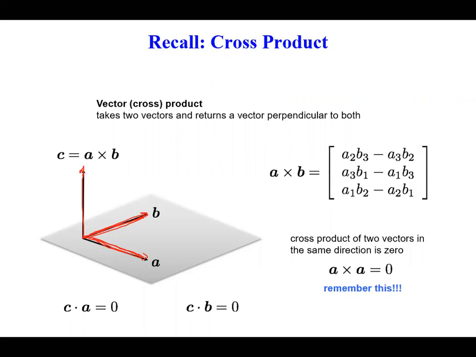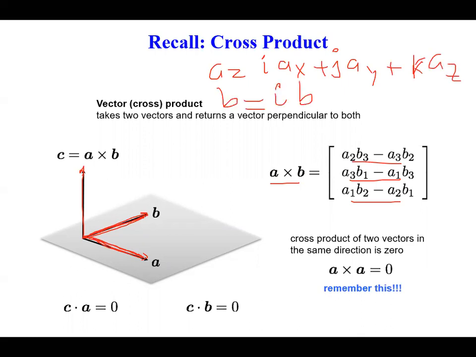How about algebraic equations? Because we like equations, because we work with equations, yes? How can we do that? A cross B is equal to this, this, and that. How did we get that? If you recall, A is equal to i times Ax plus j times Ay plus k times Az. The same applies for B: Bx, By, and so on and so forth.